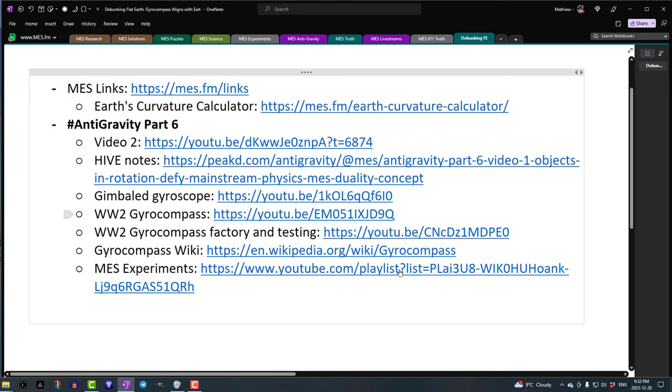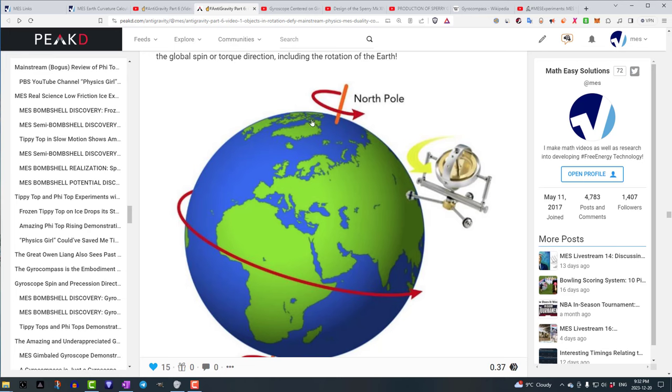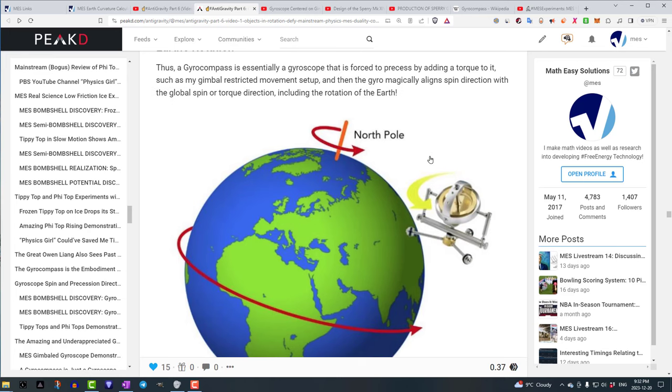And actually we'll go back to these notes right here. So that gyrocompass is basically that exact same gimbal setup I have, but now it's tilted vertically like this, so that this will always find true north when Earth rotates. It's the same as pushing this with your finger.